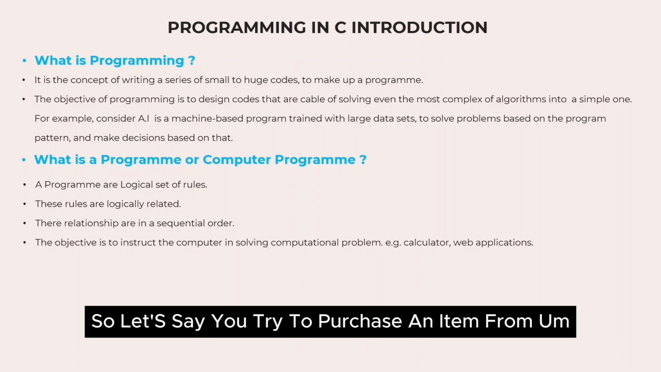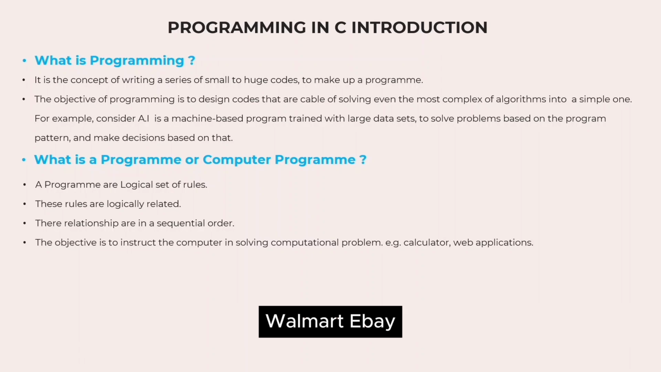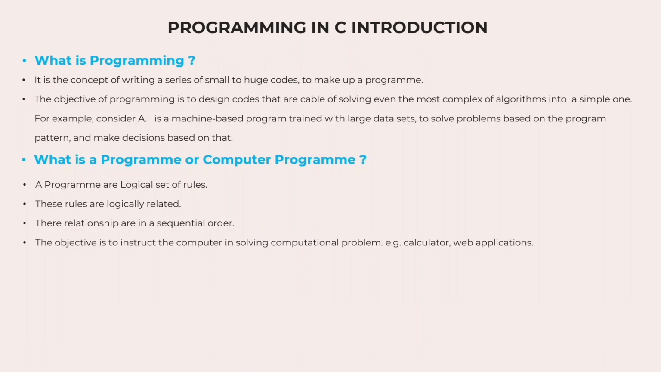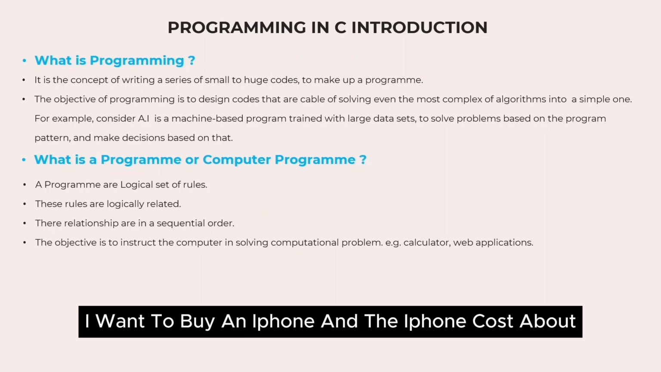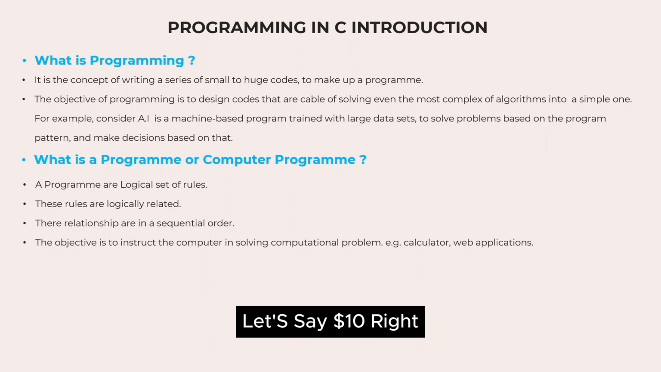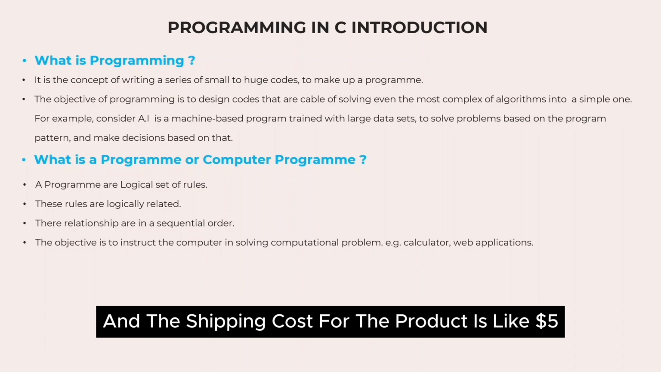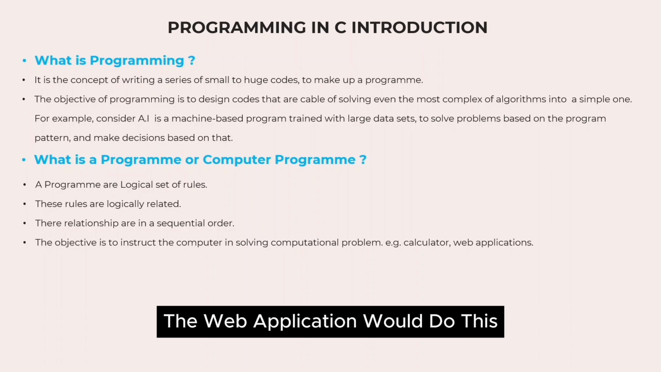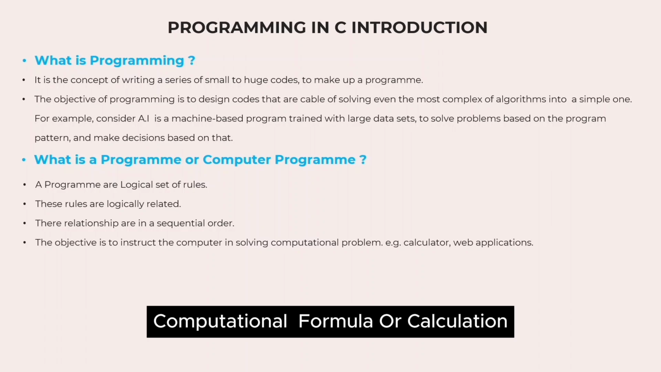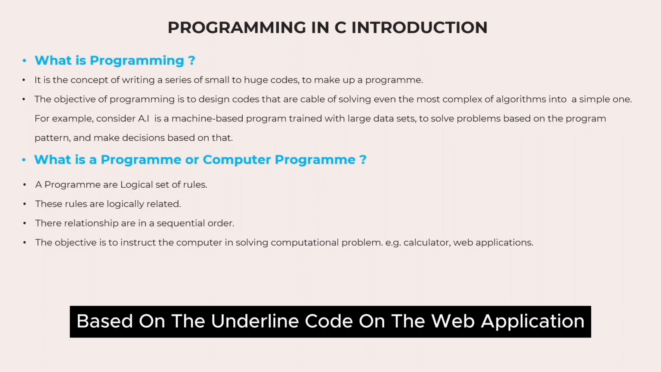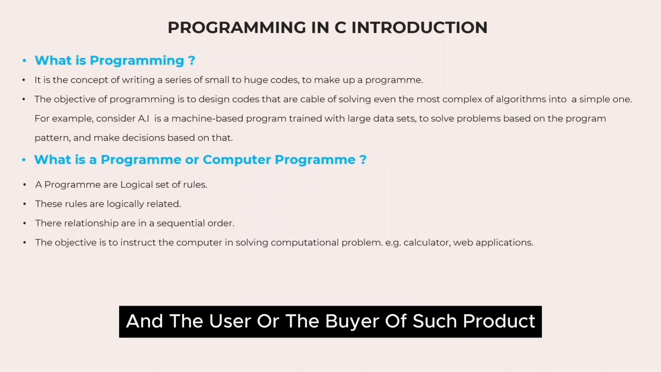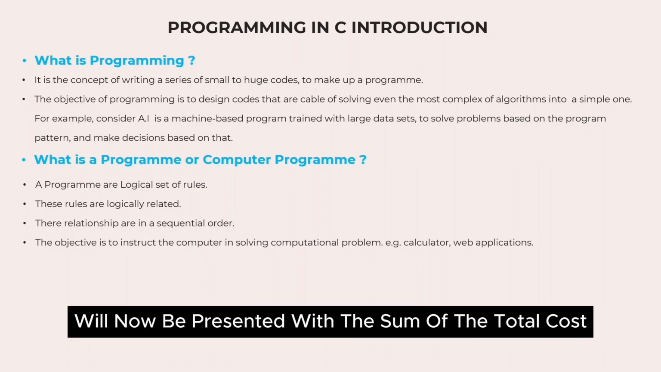So let's say you try to purchase an item from Walmart, eBay, Lazada, Shopee, or whatever online store you use, or Jumia. You say, okay, I want to buy an iPhone, and the iPhone costs about, let's say, $10, right? And the shipping cost for the product is like $5, and the taxes is like $2. So the web application will do this computational formula or calculation based on the underlying code on the web application. So 10 plus 5 plus 2 will become 17. And the user or the buyer of such product will now be presented with the sum of the total cost of this product.